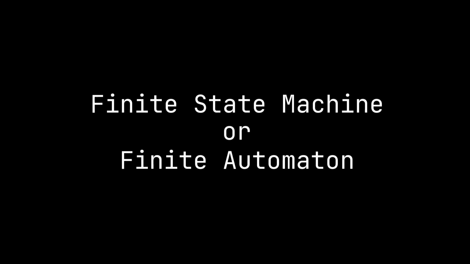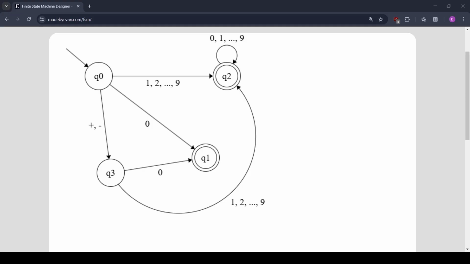A finite state machine is a mathematical model used to recognize patterns in an input sequence, meaning to check if an input matches a regular expression or a formal language. There are two variations, deterministic and nondeterministic. We'll focus only on deterministic. Here is an example of how a finite state machine or finite automaton looks like in its graph form.